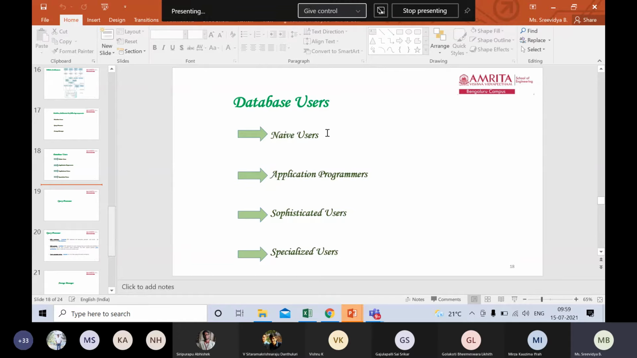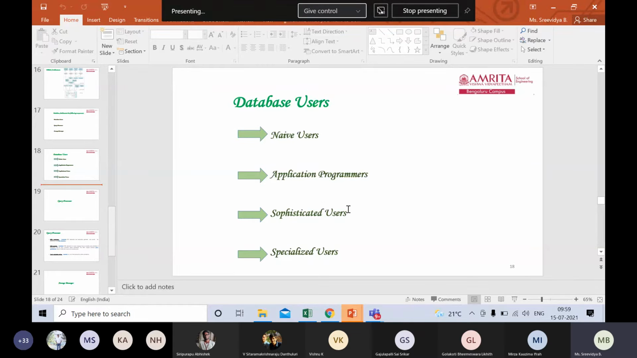Which query is getting executed, or which other component is involved in the interaction, such information is not going to be revealed to a naive user. Then coming to the application programmer. Application programmers are the ones who write the code for the application. That is, they are the ones involved in the development of your program.